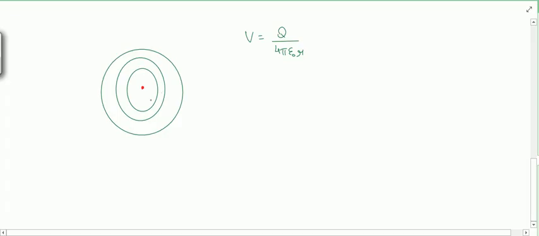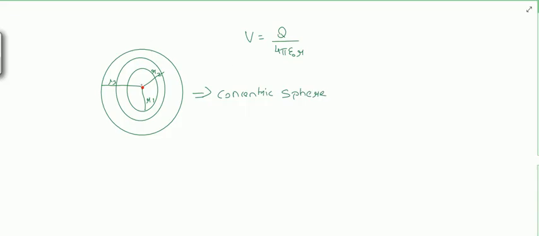Here the value is r1, so this is the first equipotential surface. Here the value is r2. Here the value is r3, and this is the third equipotential surface. So you can see that around a point charge the equipotential surfaces are concentric spheres.